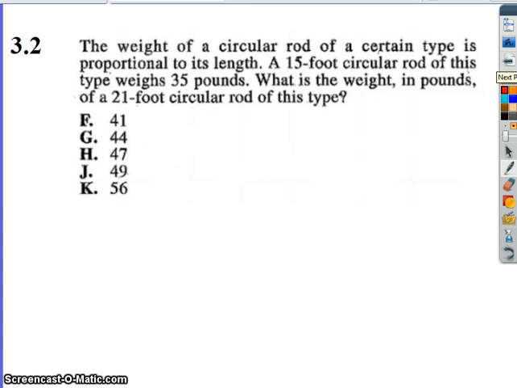Okay, number 2, the weight of a circular rod of a certain type is proportional to its length. Proportional should bring back memories of cross multiply and divide. Okay, setting up proportions. A 15-foot circular rod, we're going to set them up in ratios. 15-foot circular rod of this type weighs 35 pounds. Okay, notice I put the feet on top and I put the pounds on bottom. You have to set up your other fraction exactly the same order. Now, we're set up a proportion, which is a ratio equal to a ratio.